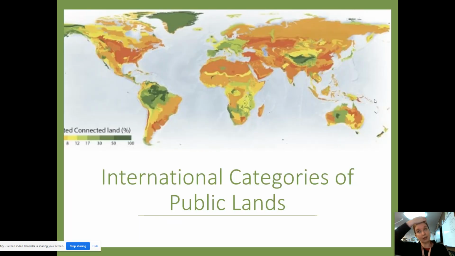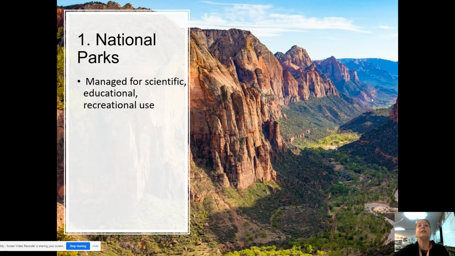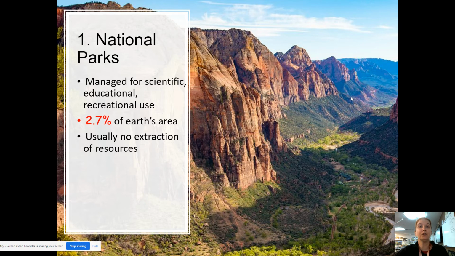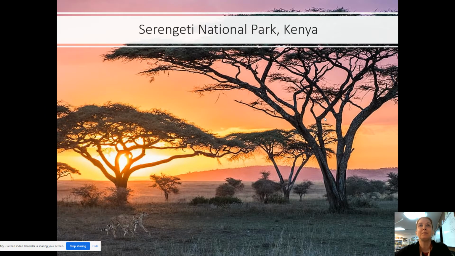So now we're going to look at international categories of public lands. So first one is national parks. These are managed for scientific, educational, and recreational use. They are only 2.7% of Earth's area. And usually there's no extraction of resources in these areas because they're a national park. The positives are things like conservation and tourism. The negative is they can displace indigenous people who had lived in those national parks.